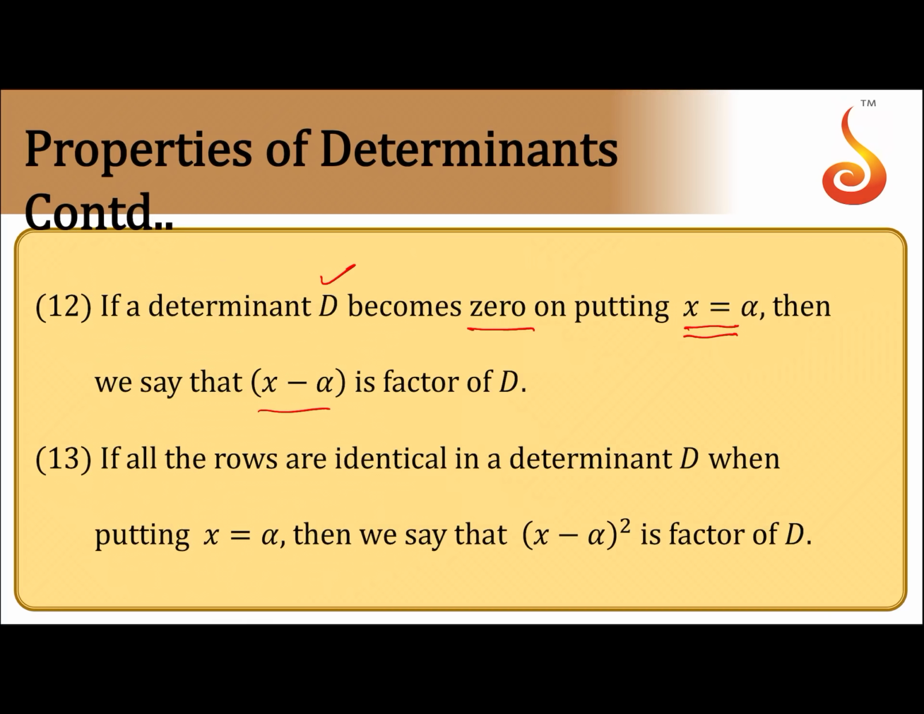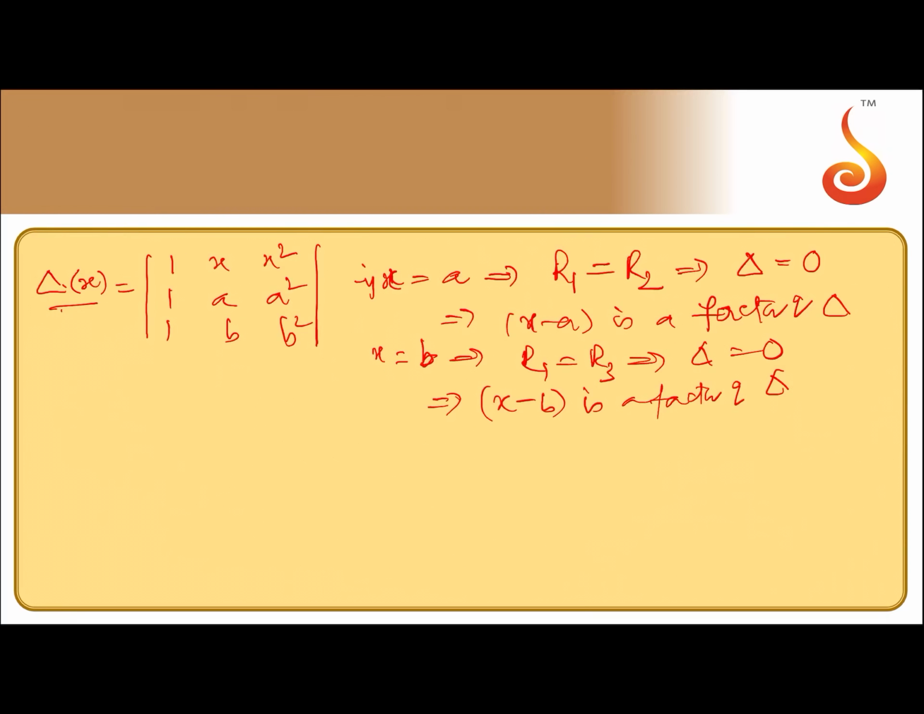In continuation, the next property: by substituting x equals alpha, if all the rows are identical, no doubt the determinant will be 0. So if all the rows are identical, then x minus alpha whole square would be a factor of the determinant. Say, for example, I consider x, 1, 1; 1, x, 1; 1, 1, x.